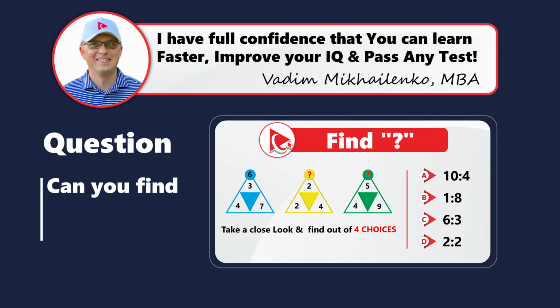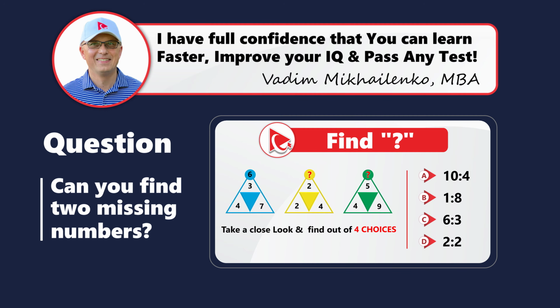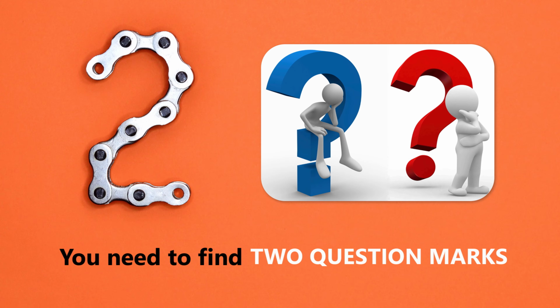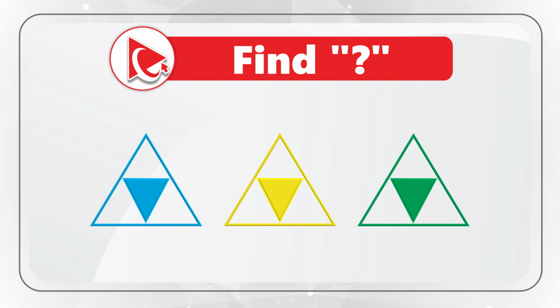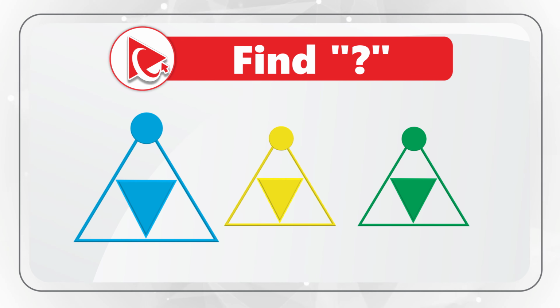Here's an absolutely phenomenal question, which is absolutely not obvious how to solve. Instead of 1 question mark, you need to find 2 question marks. You're presented with 3 triangles. All triangles have a circle on the top. The blue triangle has 3 numbers inside. Starting from the top, the numbers are 3, 7, and 4, and the number on the top is 6.